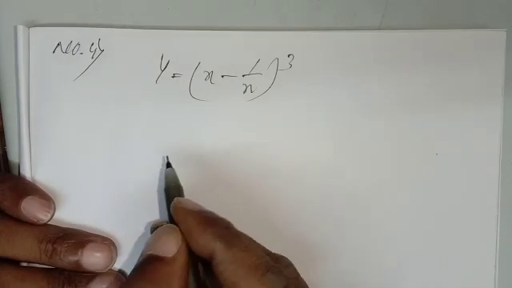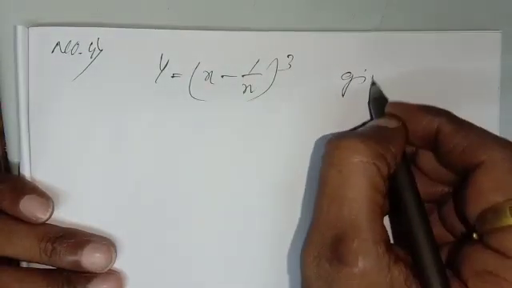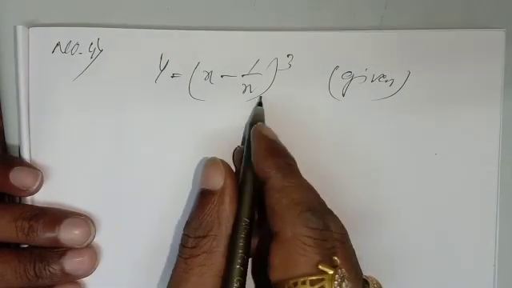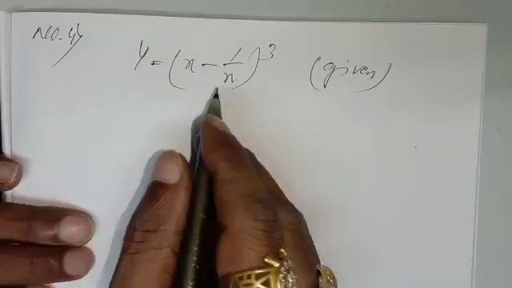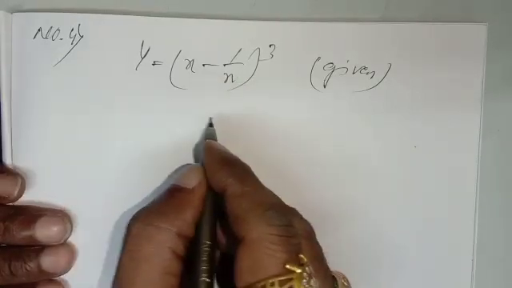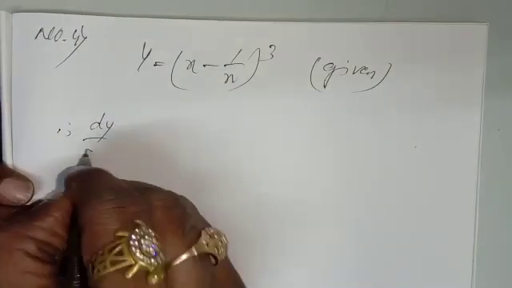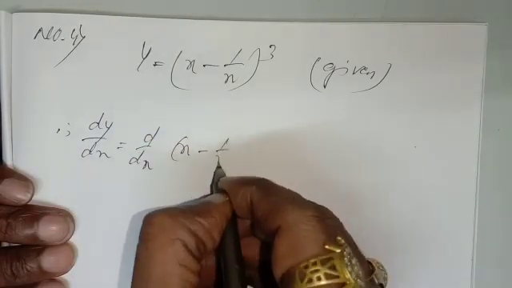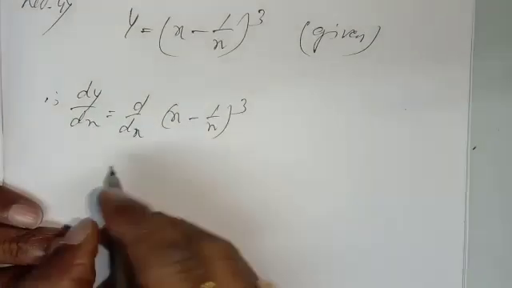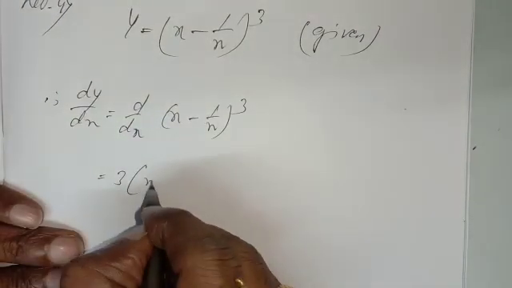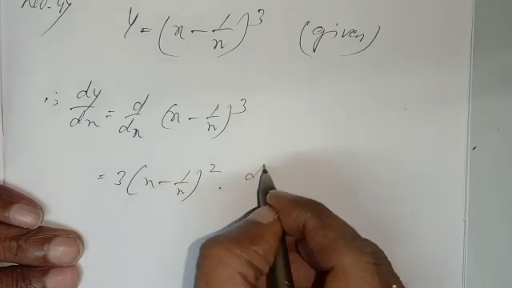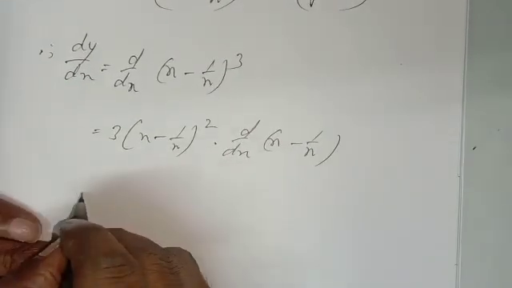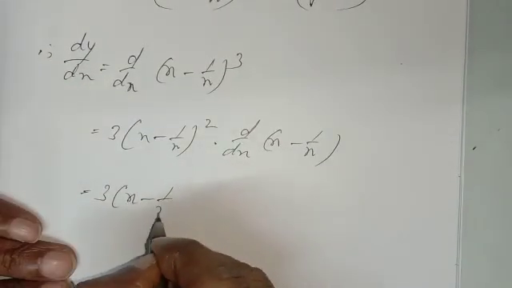Question number 4. y is equal to x minus 1 by x whole cube. It is given and you have to find out dy by dx. You can apply the formula here, or you can break the a minus b whole cube form. I am showing you two methods. dy by dx will be how much? d by dx of x minus 1 by x whole cube. The power will come here, 3 whole into x minus 1 by x whole square. Again derivative of x minus 1 by x.